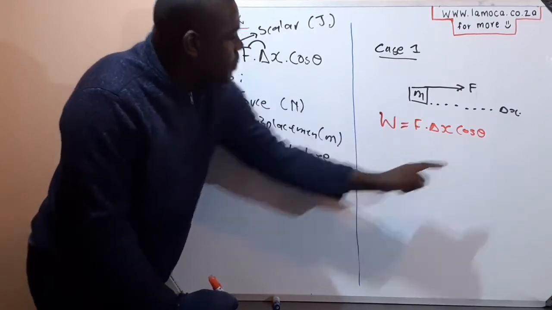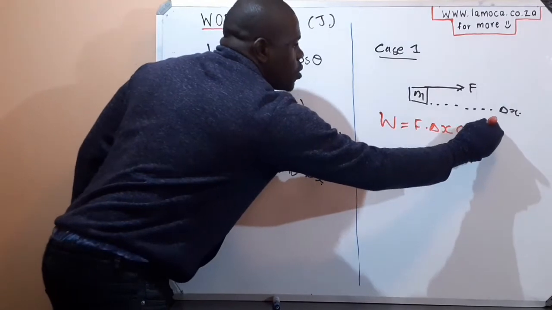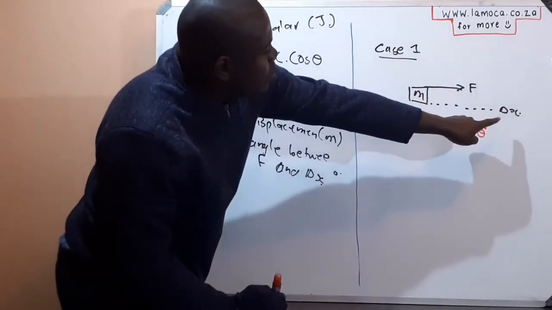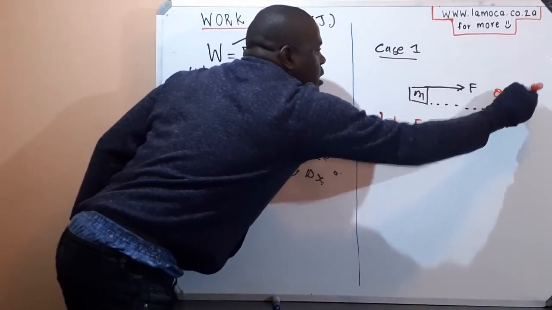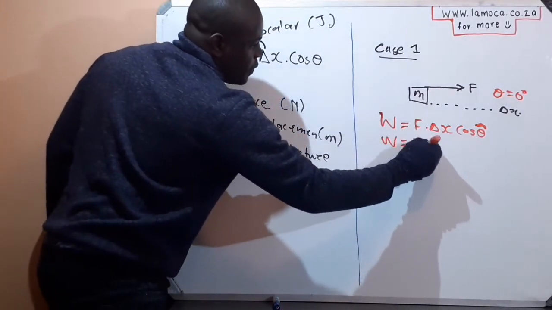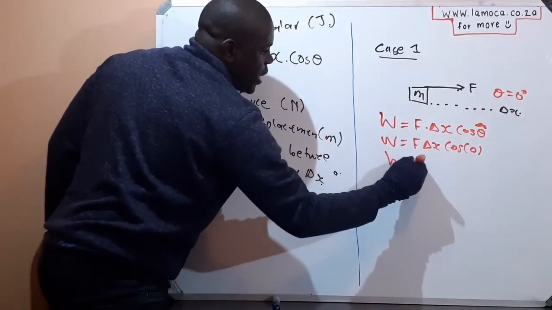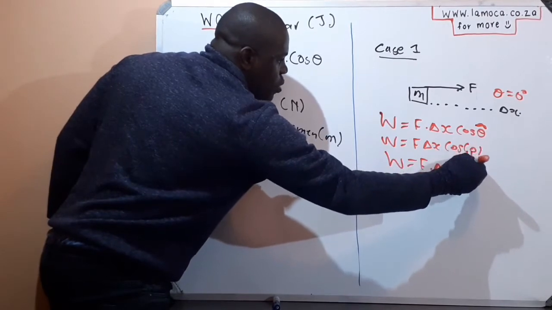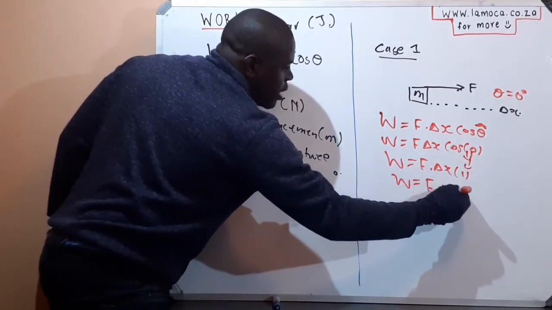But what is theta? Remember we said theta is the angle between the force and the displacement. So our theta in this case, the force is parallel to the displacement and they are going in the same direction. So it means our theta is just 0 degrees, which means we will have work is equal to F delta X cos of 0, which simplifies to F delta X. Cos of 0 is just 1, so you just have a 1 there, which means the work done by this force is just F delta X.